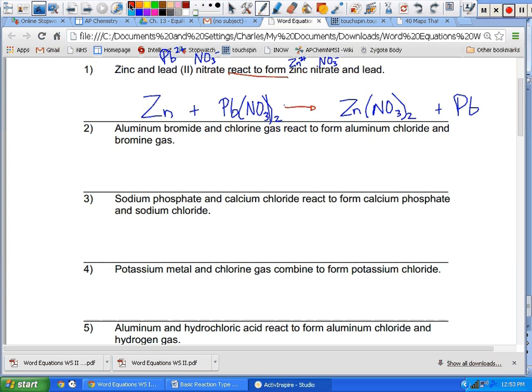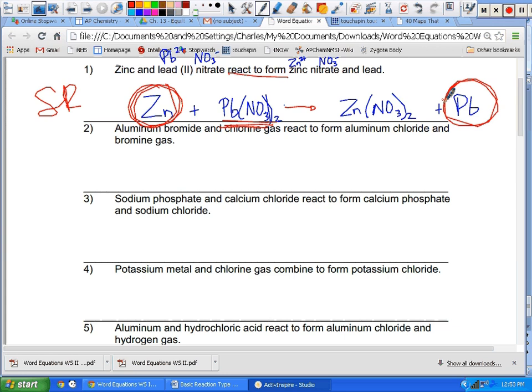All right, so very good. So it's a single replacement. We have one element mixed with a compound, and then all of a sudden over here we have another element that's kicked out on its own. What must you do in order to tell if this is even possible? Check what? The activity series.